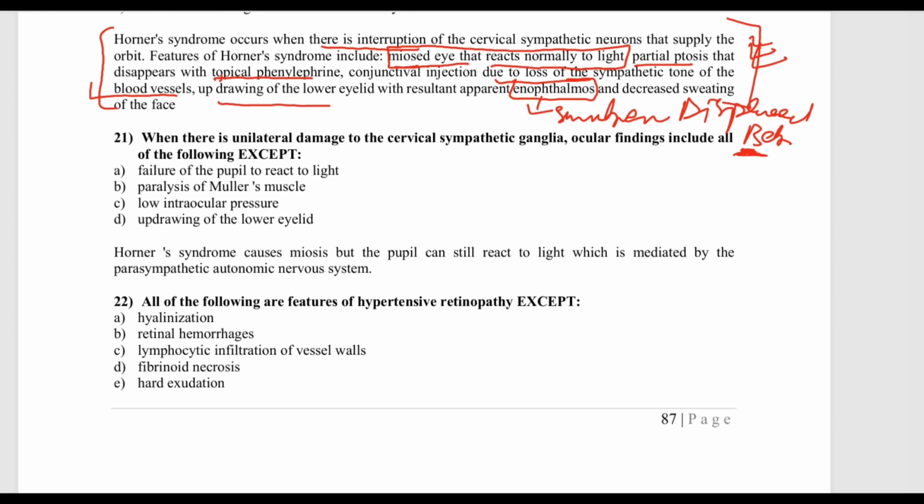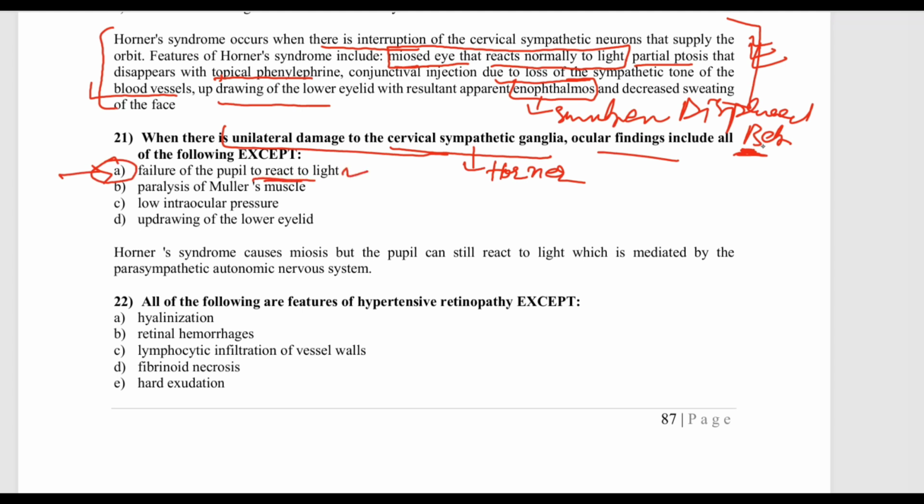So the next question is: when there is unilateral damage to the cervical sympathetic ganglia, ocular findings include all of the following except. This is also a scenario of Horner syndrome asked in another way. The options are failure of pupil to react to light, paralysis of the Muller muscle, low intraocular pressure, updrawing of the lower eyelid. So here the correct option is alpha, failure of pupil to react to light.